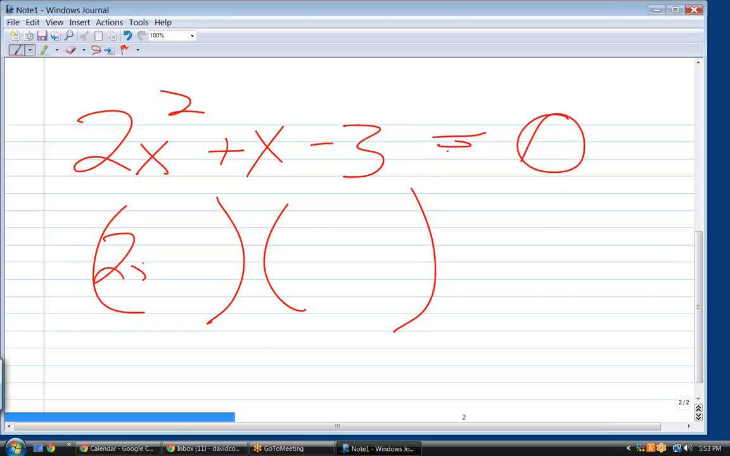And I separated it 2x, x. I know the signs are different, but I can't live with just that because it may be a minus over here and a plus over here. Now let's say that my first guess was 3 here and 1 there.